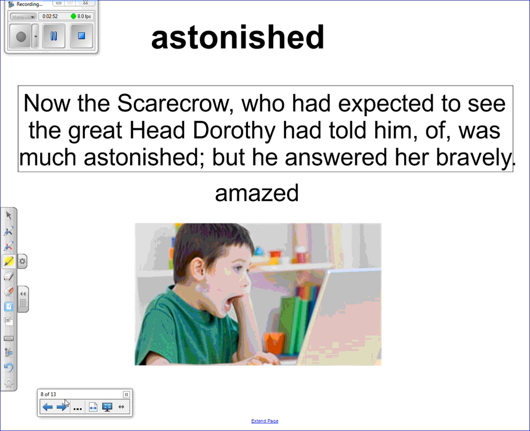Next, we have astonished. Now, the Scarecrow, who had expected to see the great head Dorothy had told him of, was much astonished, but he answered her bravely. So, astonished means amazed or surprised. So, this boy looks very surprised by something he sees. And in this part of the book, Dorothy had seen the wizard in the form of just a head floating. But the Scarecrow actually sees a beautiful woman there in front of him, so not the same head that Dorothy saw. And we find out later that each person sees a different thing as the powerful Oz.